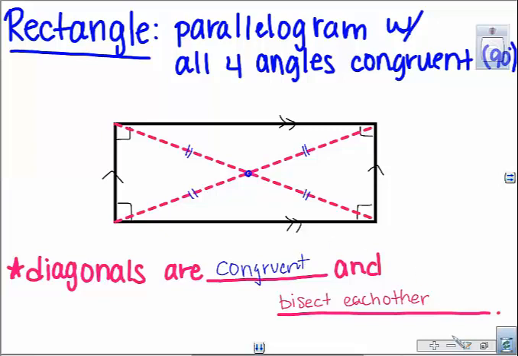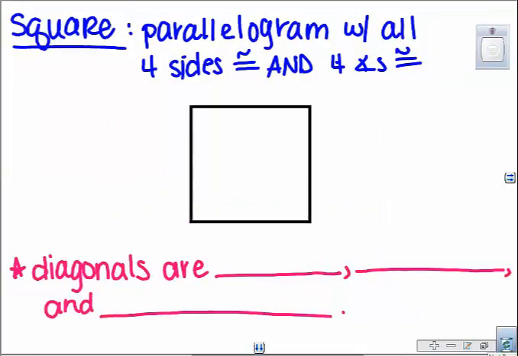The third special parallelogram we're going to talk about is the square.